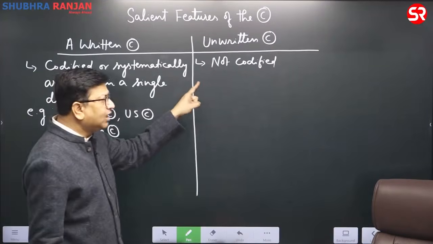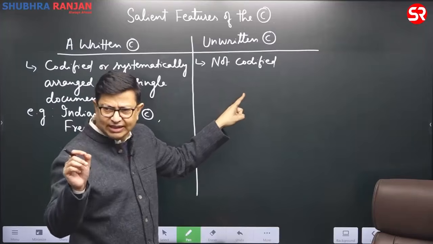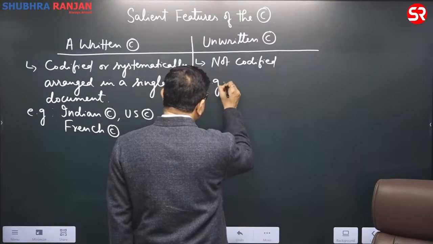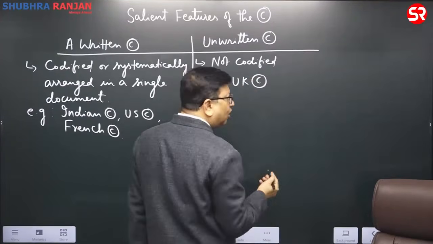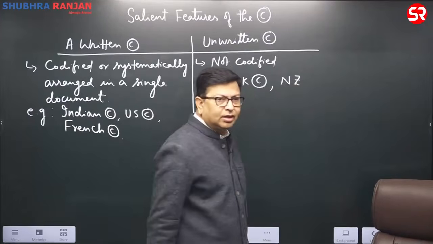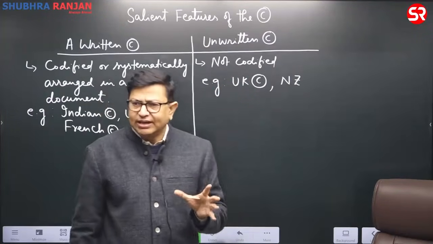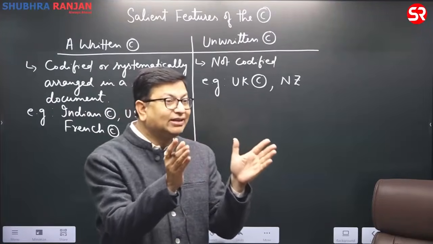But if we talk about an unwritten constitution, they have not been codified or systematically arranged in a single document. For example, the UK Constitution or the Constitution of New Zealand also. So here it does not mean that the things have not been written down. They have been written down, but at one place you will not find everything.